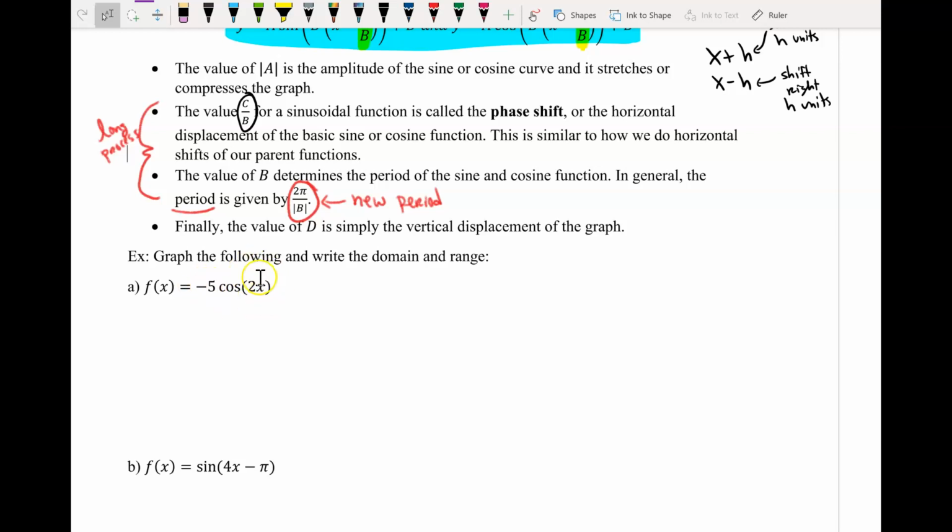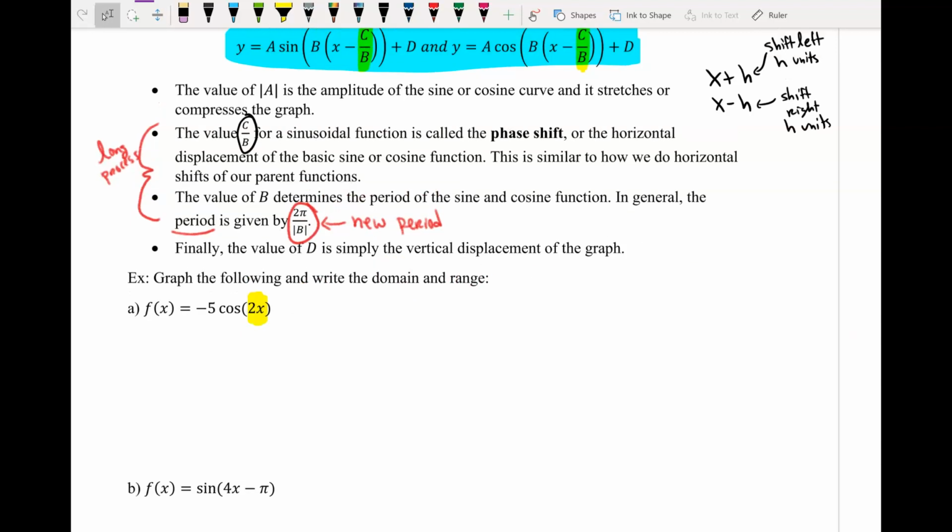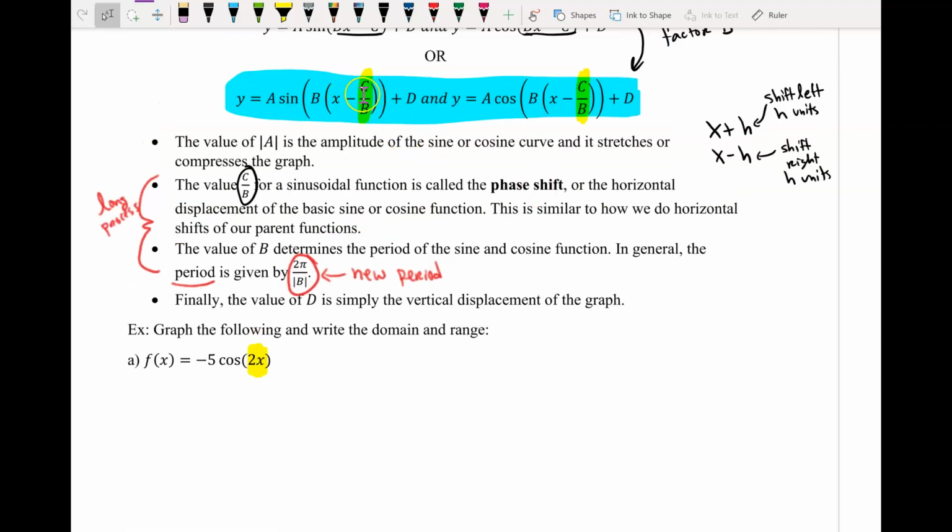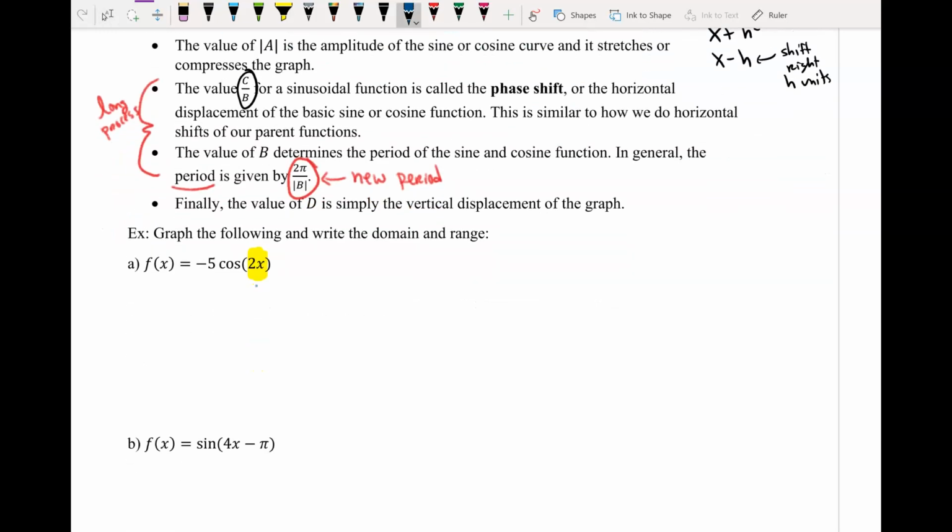But what we're going to do is this: whenever you have something other than an x here, let's go ahead and take care of this inside part. So we're going to take care of this guy right here. All right, and notice that this guy, there's no phase shift. Remember, phase shift is only if you have a subtraction or addition of some other thing. In this case, you just have a multiplication of 2. So the only thing that's going to be changing is the period. So this is going to be a period change.